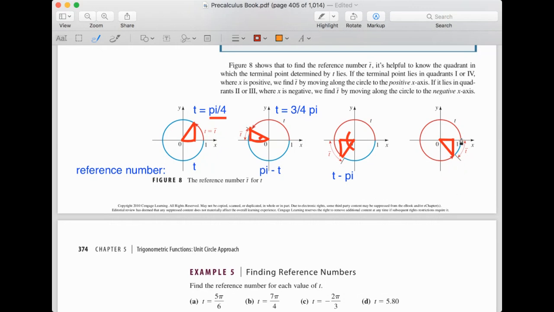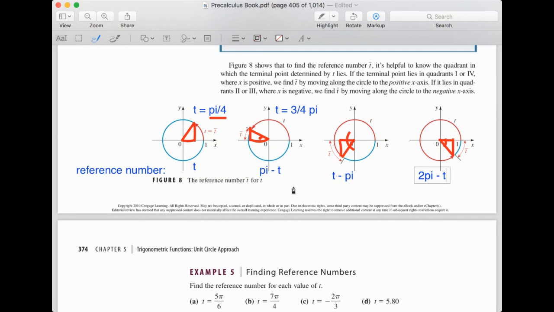In the fourth quadrant, instead of talking about this huge angle, we're going to talk about this angle, this angle inside the triangle. I made this too big. This is the reference angle for this. So what is it? It's 2 pi minus t. That's how we find each reference angle.